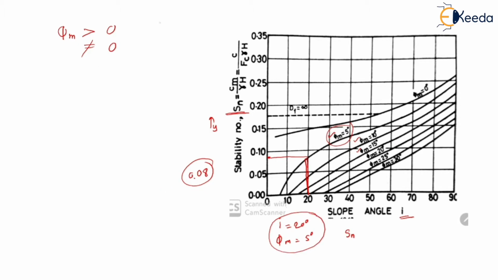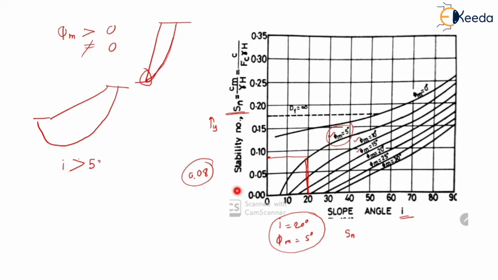When the slope is steep, in that case the failure surface passes through the toe. Whereas for a flatter slope, the failure surface extends below the toe. So this chart is based on the most critical failure surface which passes through the toe. If the slope angle i is greater than 53 degrees, that means the slope is steep, then toe failure occurs.